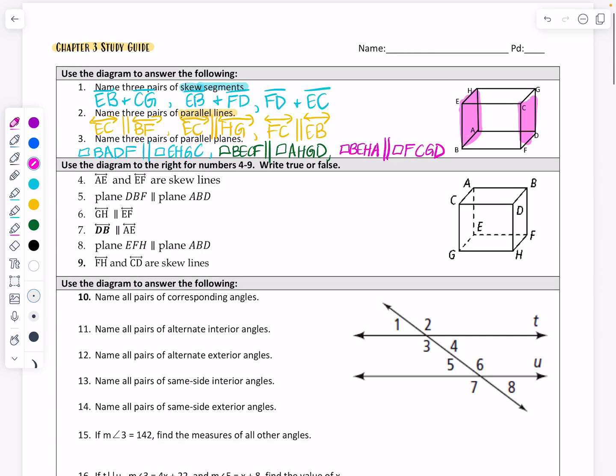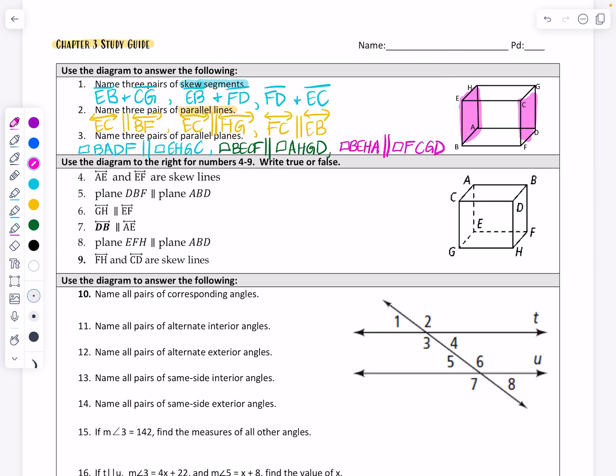We have some more time, so I'll go ahead and do this next part as well. Use the diagram to the right for numbers 4 through 9, and you're going to write true or false. So this is the exact same as that first section, but it's turned into true or false statements. So looking at a statement to see, is it true from the diagram or not?